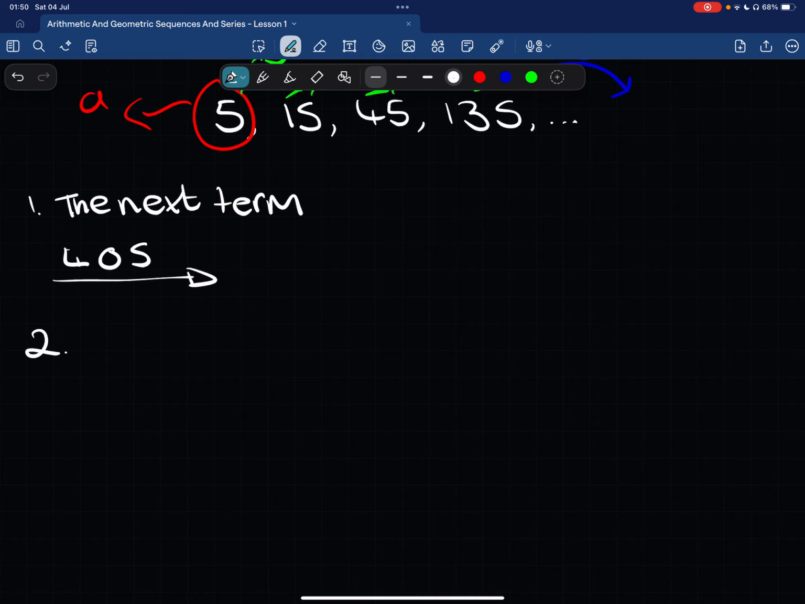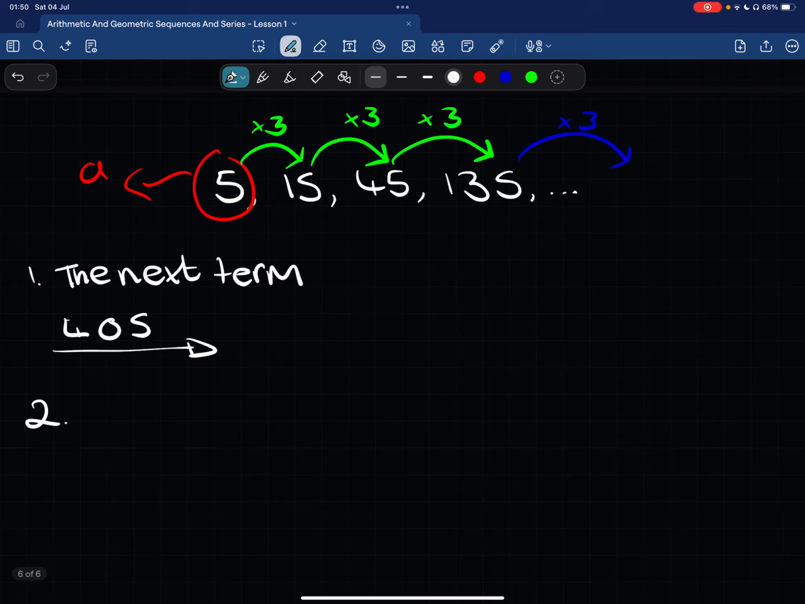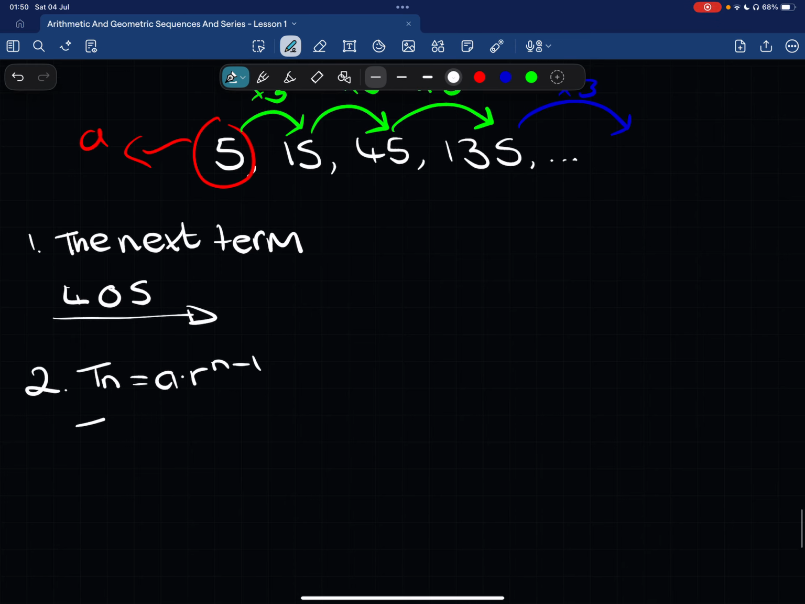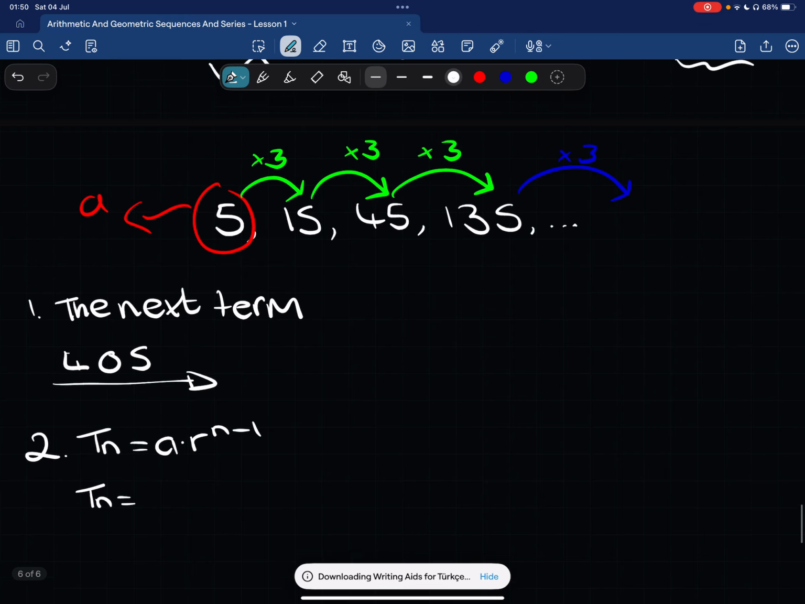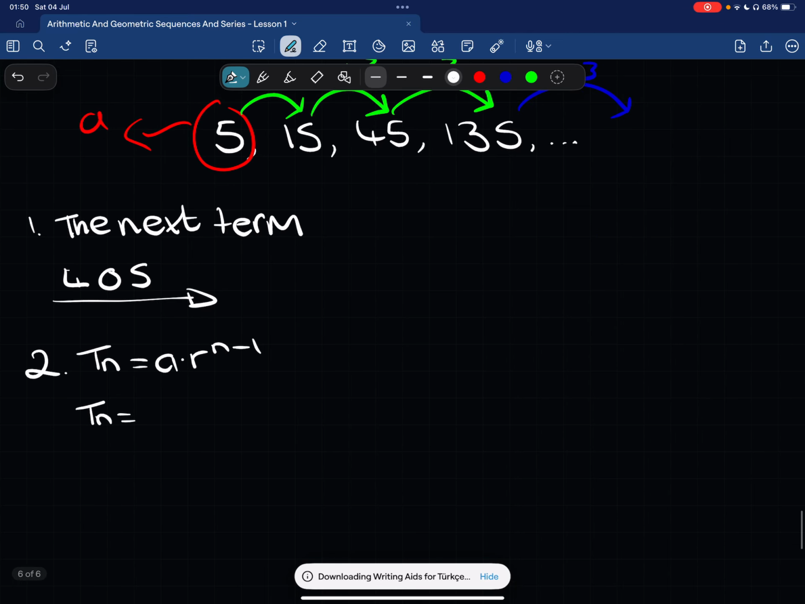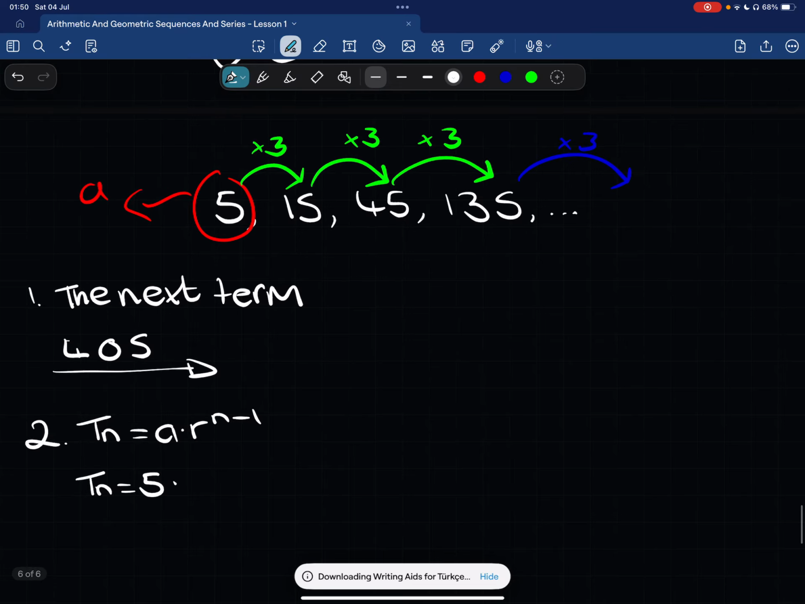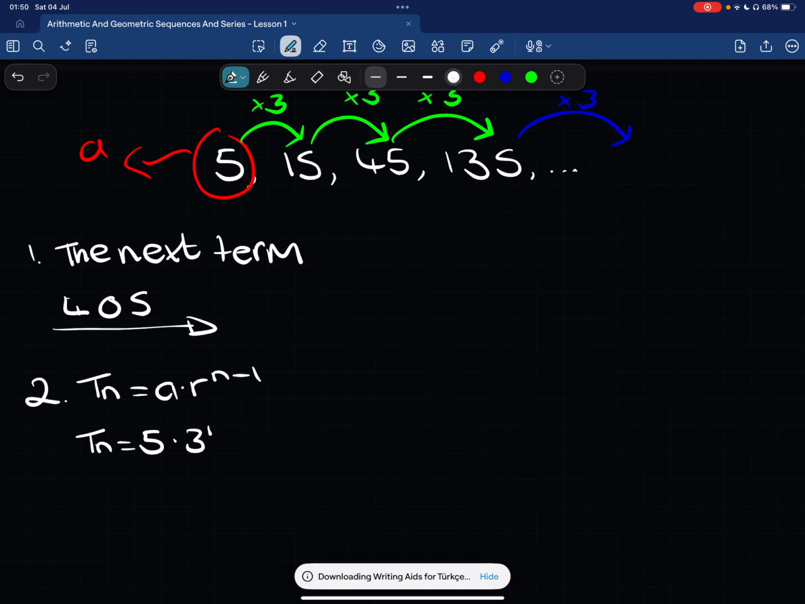Next question. They say determine a general formula for the sequence. We know that the form of a general formula for an arithmetic sequence, not arithmetic, geometric, sorry, is Tn is equal to A times R all to the power of n minus 1. That's simple. Now we say Tn is equal to our A, which we have discovered is 5, multiplied by a constant ratio, which is 3, all to the power of n minus 1, and that is our final answer.